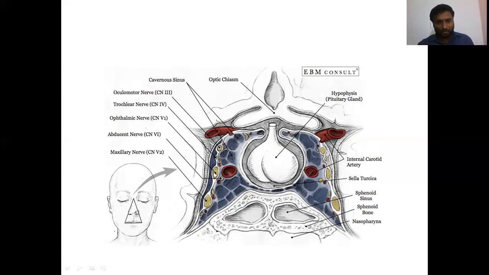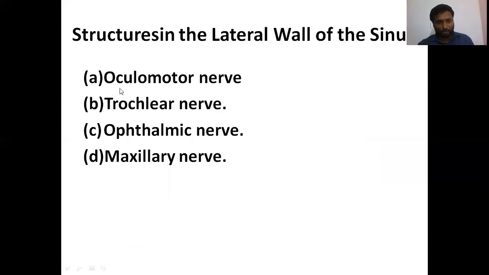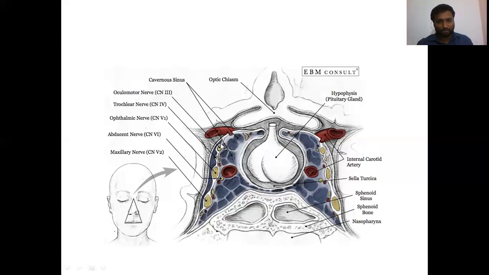See here in the lateral wall we can see some nerves. What are they? Oculomotor nerve, trochlear nerve, ophthalmic nerve, and then maxillary nerve. It's easy to study. Oculomotor, what is the numerical status of this nerve? It is the third cranial nerve. Trochlear is the fourth cranial nerve. Ophthalmic and maxillary, those are the first two branches of the fifth cranial nerve. Means third, fourth, and some branches of the fifth. Those are the structures passing through this lateral wall.